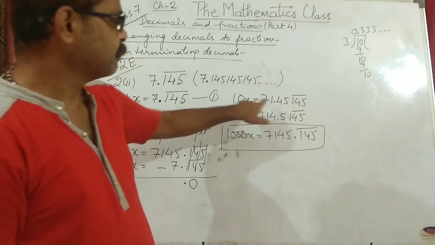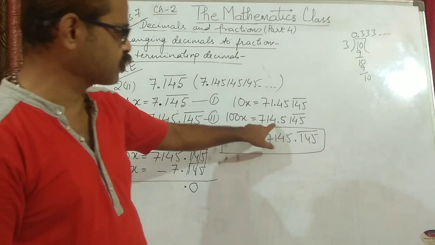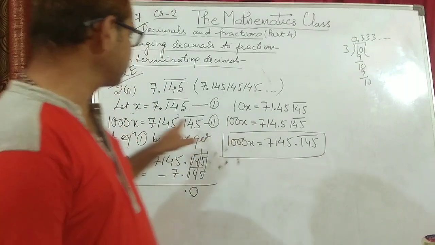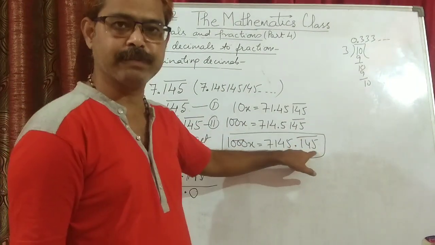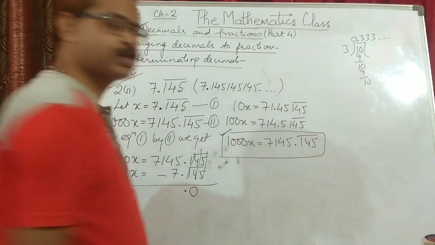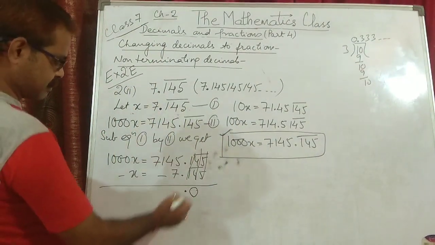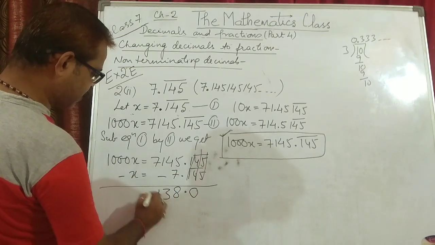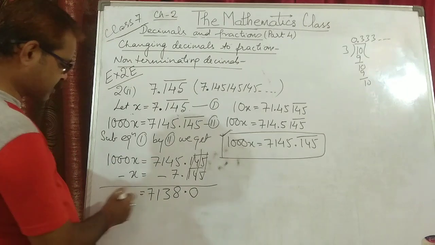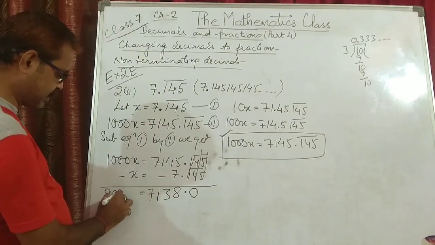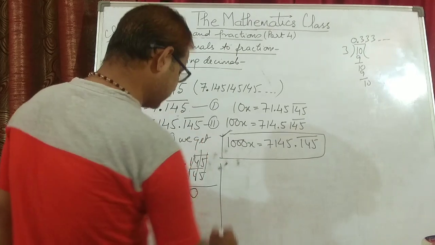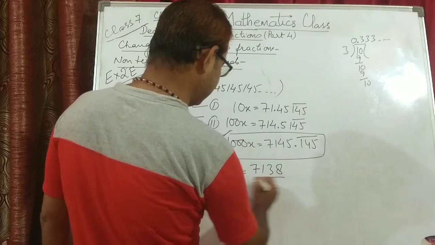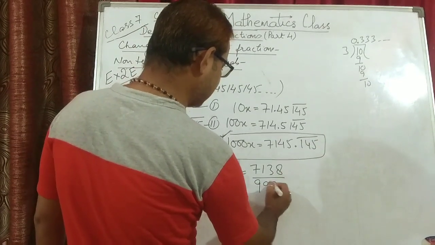We tried by 10, but this will not work. We tried by 100, this is not working. But when we tried by 1000, we see that after the decimal again those numbers are repeating, 0.145 bar, 0.145 bar. That is why we choose this one. Now when you subtract, 7145 minus 7 is 7138, and 1000x minus x is 999x. It means you can say that x is equal to 7138 upon 999.